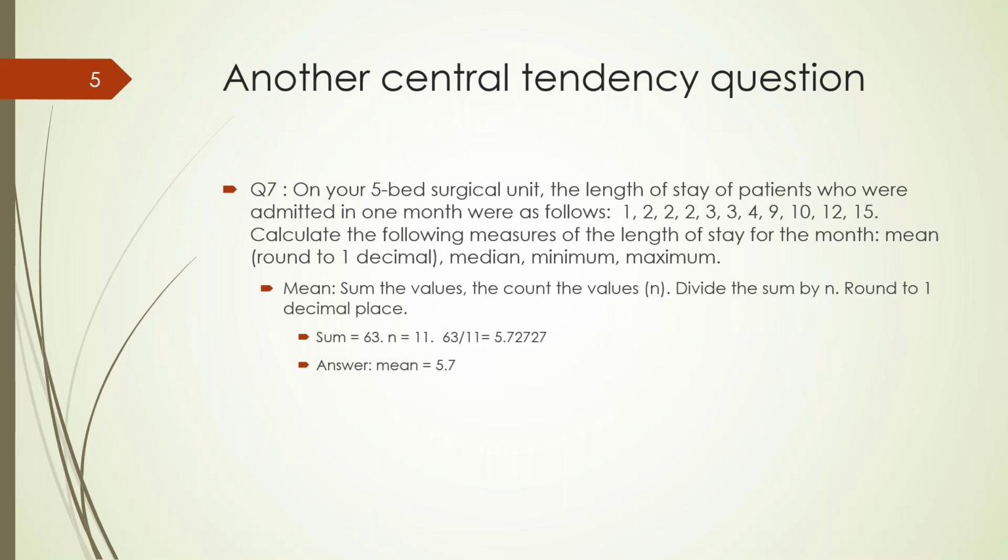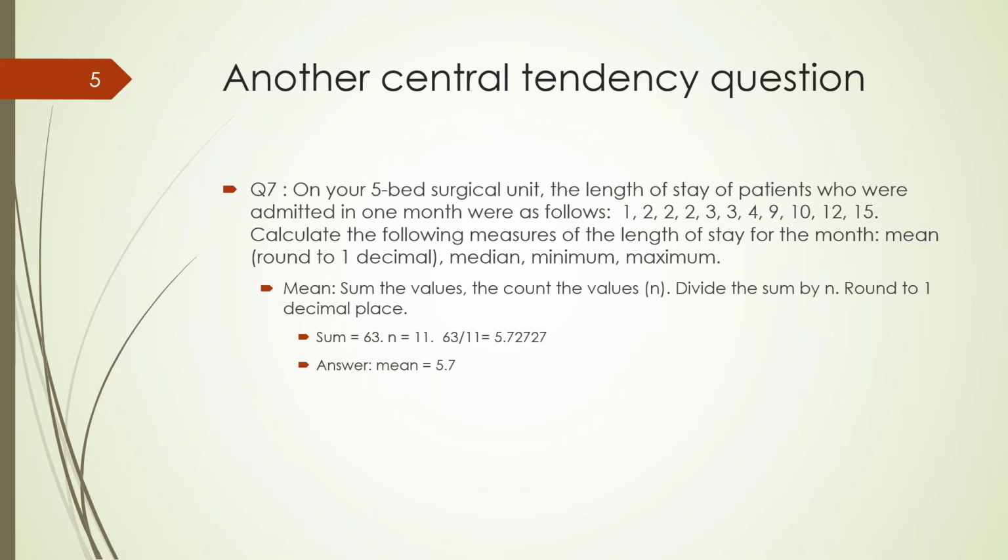To get the mean is the same thing as an average. You sum all your values, punching them into your calculator, then count the number of values and divide the sum by the number of values, which is also referred to as n. Then you round to 1 decimal place.